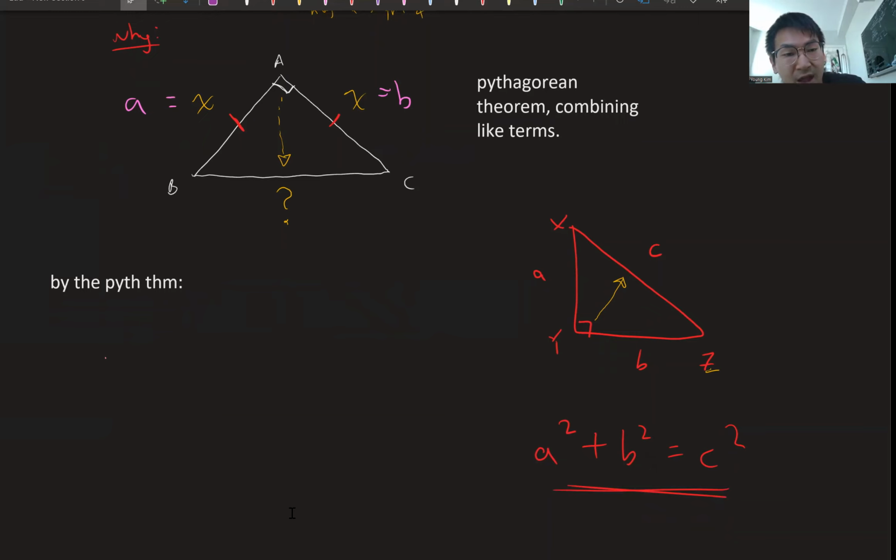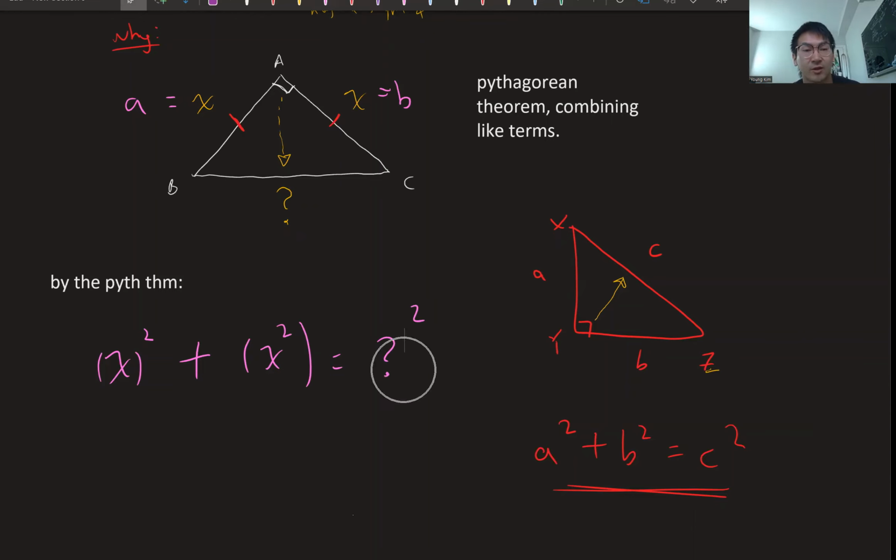a squared, which is x squared, plus b squared, which is x squared, has got to equal the hypotenuse squared. Okay, so let me call that question mark squared. So I need to solve for that question mark here.